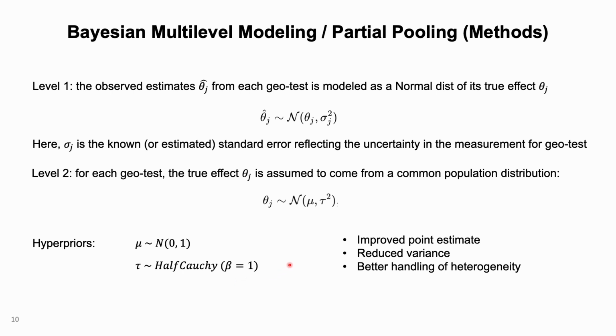So the main reason we want to apply Bayesian partial pooling here is because in reality, the geo-test data is usually very noisy, so the application of Bayesian pooling here can help to improve the point estimate, reduce the variance, and also better handle the heterogeneity within the geo-test and across geo-tests.